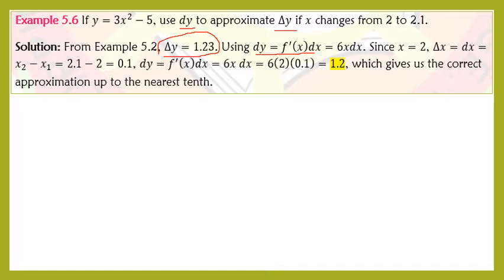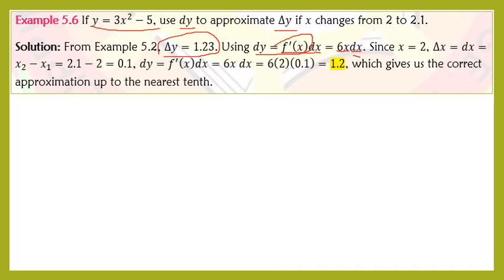So, pag ginamit ninyo is etong differential notation na to, f prime of x dx, pag nag-derive kayo, ilalagay ninyo yung dx sa class.